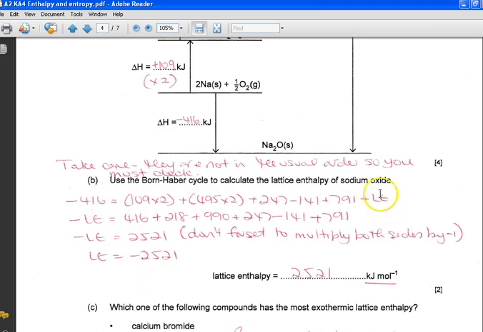I just find it easier to move my positive lattice enthalpy over here and make it positive, do the sum, and then multiply both sides by -1. But obviously if you feel that confuses you and you forget about the -1 at the end, well, just move all of these over to this side. But don't forget, you've got to change the sign of all of them.